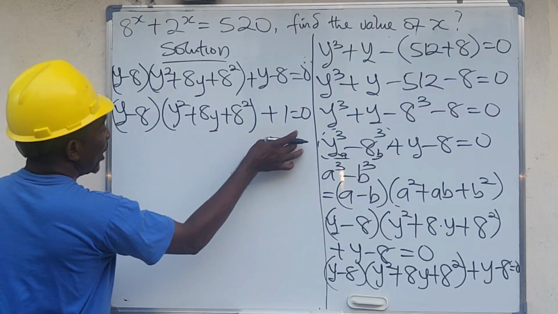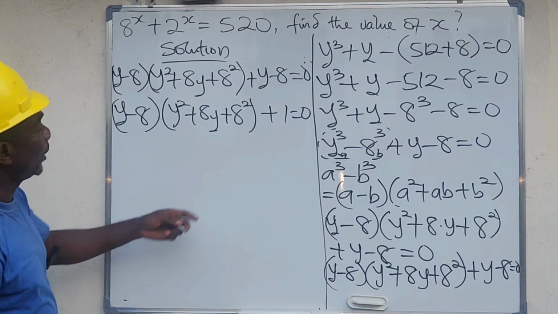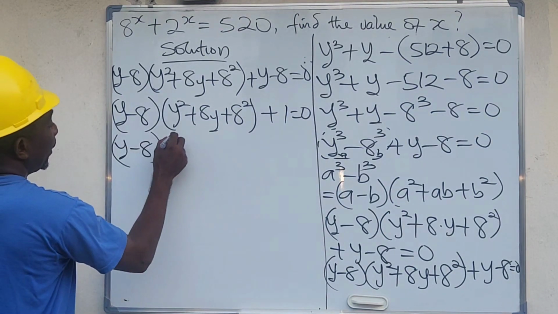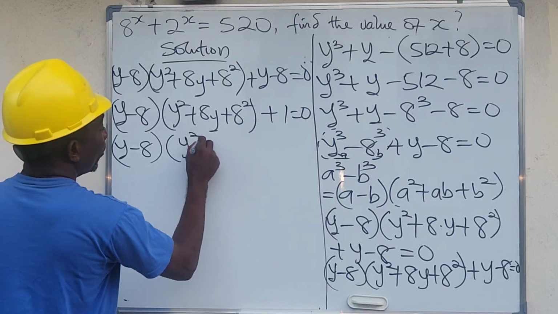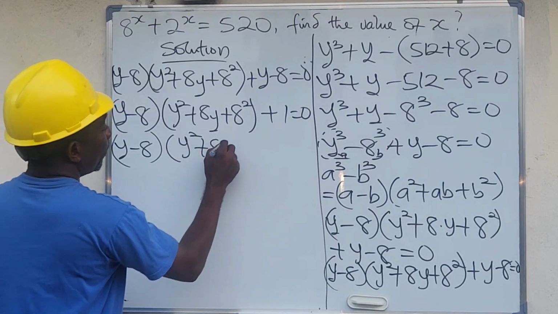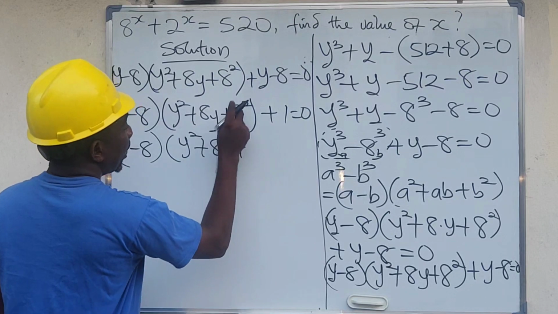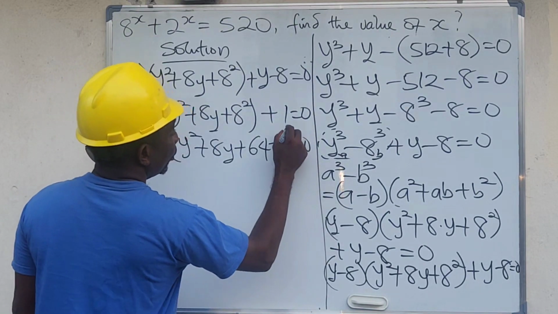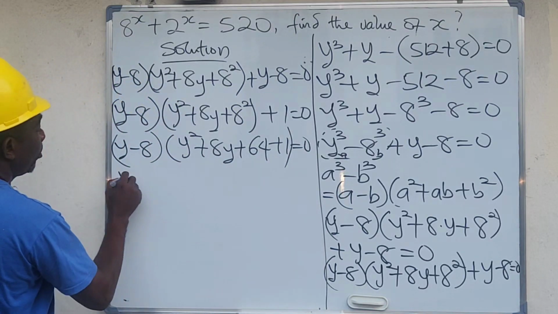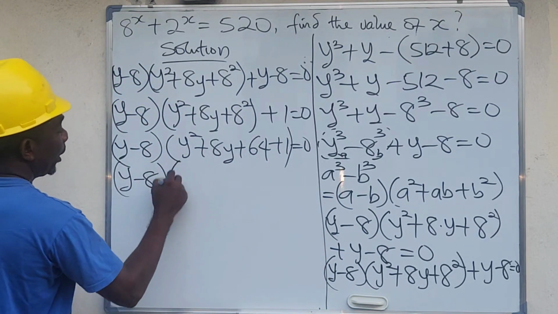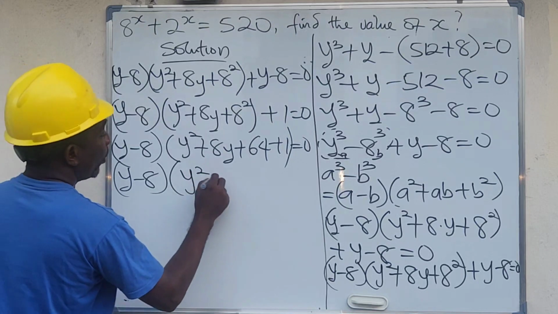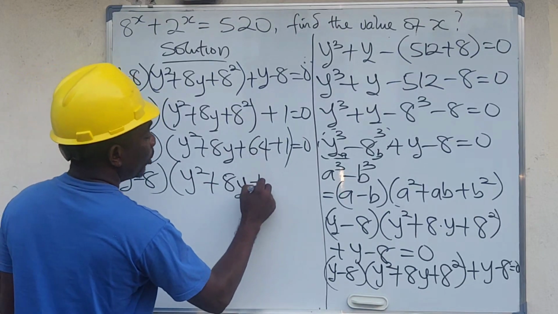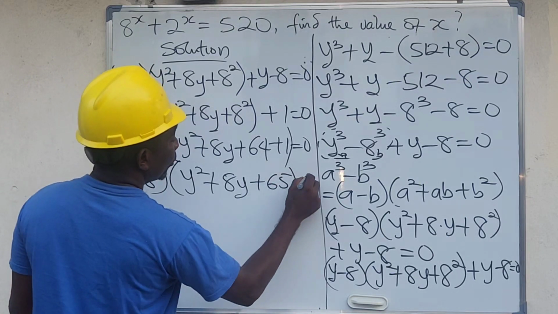Here we can expand this. By expanding this, we will have y minus 8 into y squared plus 8y plus 64, then plus 1 equals 0. So this becomes y minus 8 into y squared plus 8y, and 64 plus 1 is going to be plus 65, equals 0.